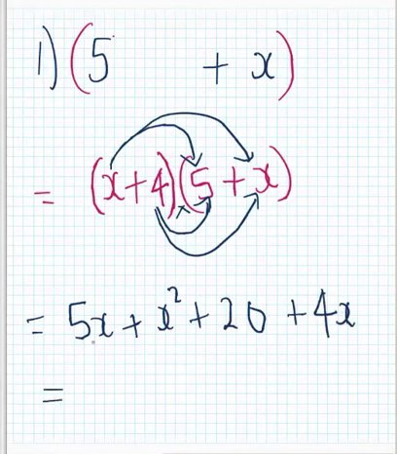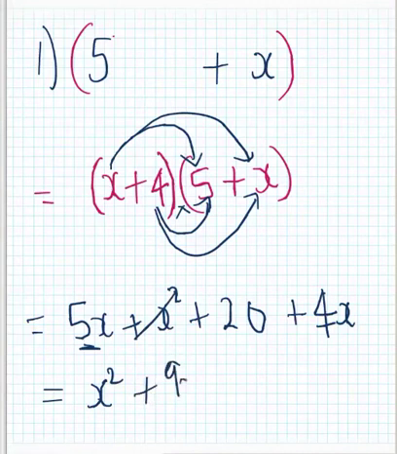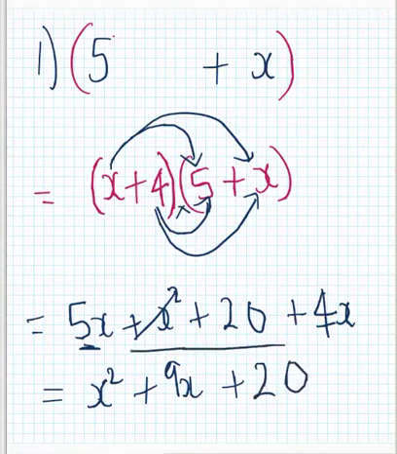And then simplify what you can. So I've got 5x here plus 4x, which is 9x. What we really do is we put our x squareds first. So I'll put my x squared first, then 5x plus 4x is plus 9x. And then we've got plus 20. And I have expanded my binomial.